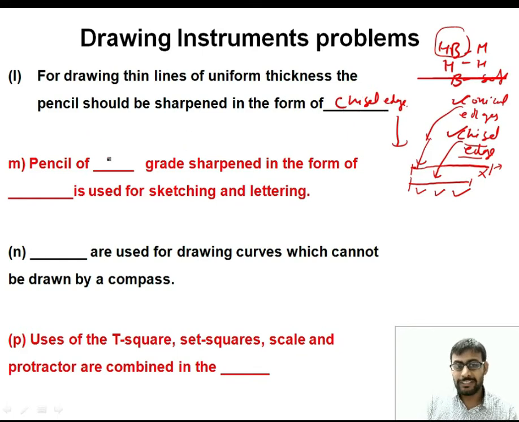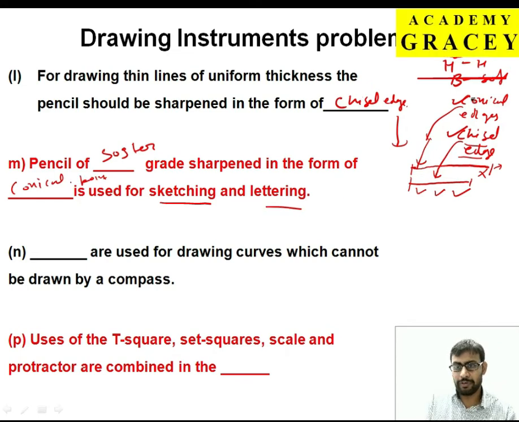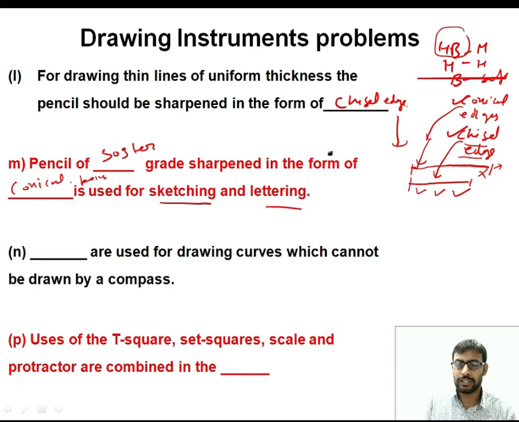Next is pencil of dash grade sharpened in the form of dash is used for sketching and lettering. We already told about that the softer grade sharpened in the form of conical point or edge is used for sketching or lettering. I already told in your previous question that there are two types of edges we have, conical and the chisel edge. So in architecture, or you can say the freehand drawings for sketching, we will go for the conical edges.